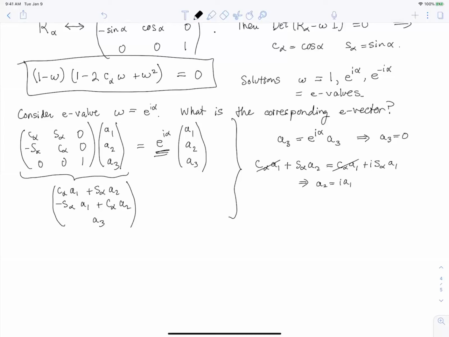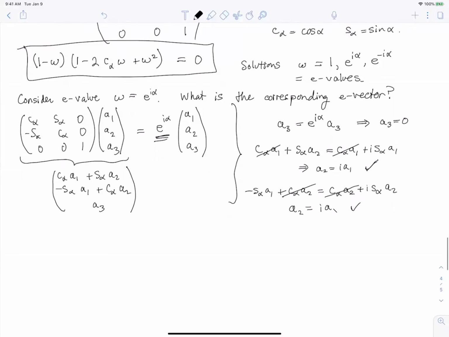And then the middle entry is minus s alpha A1 plus c alpha A2 equals c alpha A2 plus i s alpha A2. And so now I can cancel this with that, and we get A2 is equal to i times A1, which is the same equation. Very often you'll find you get redundant equations when you try to solve these things. Okay, so now we've learned something about A1, A2, and A3.